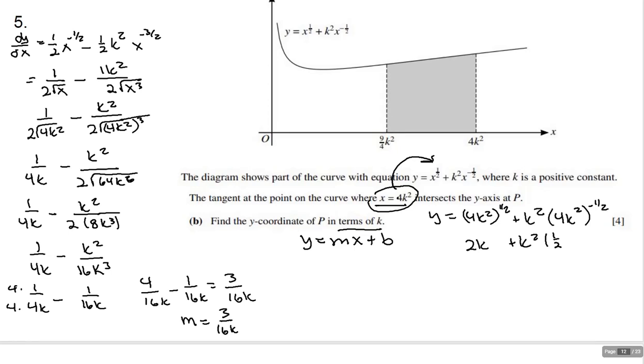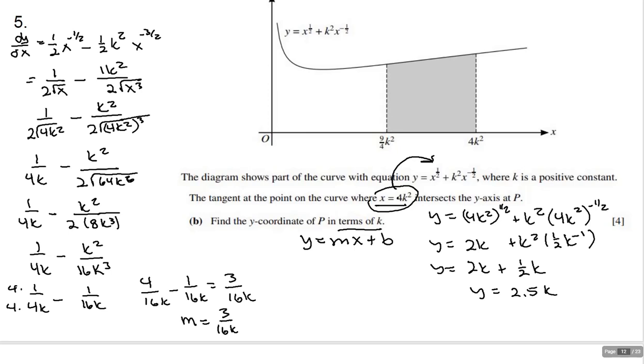And then k squared, well, I'm going to multiply these together. And so I'm going to get k to the negative 1. And then when I go ahead and multiply these together, I'm going to get 2k plus k squared times 1/2. And k squared times k to the negative 1 is going to be k. And so what happens is I find out that y equals 2.5k.